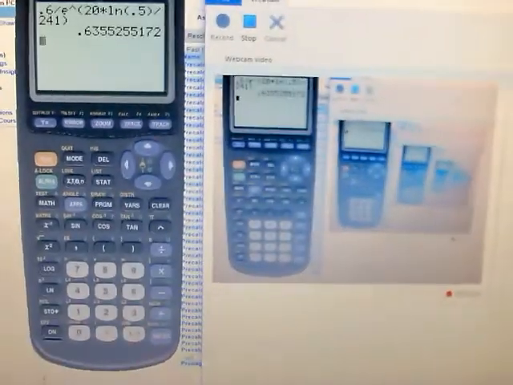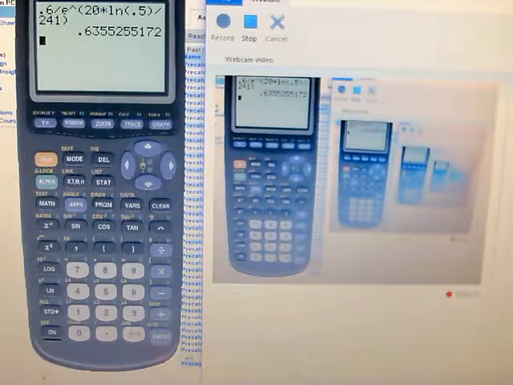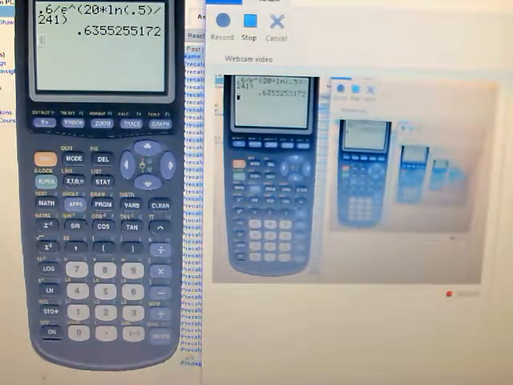Okay, so here's where I plug in 0.6 e to the 20 times the natural log of 0.5 divided by 241, and I get 0.6355, and you can check my answer, and it says that the answer is 0.64.